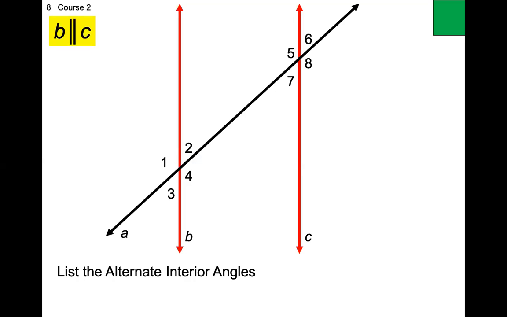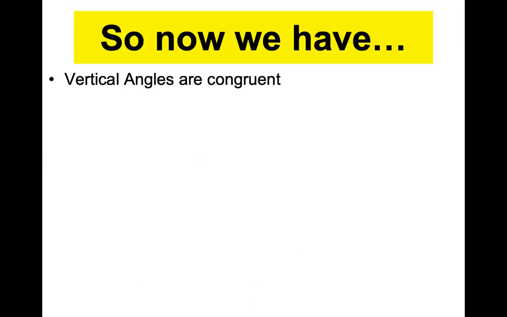Vertical angles, remember those are angles formed by an X that are opposite each other. Vertical angles are congruent, and any two angles that make a line are supplementary. In other words, they add up to 180. All right, so this is what we have.